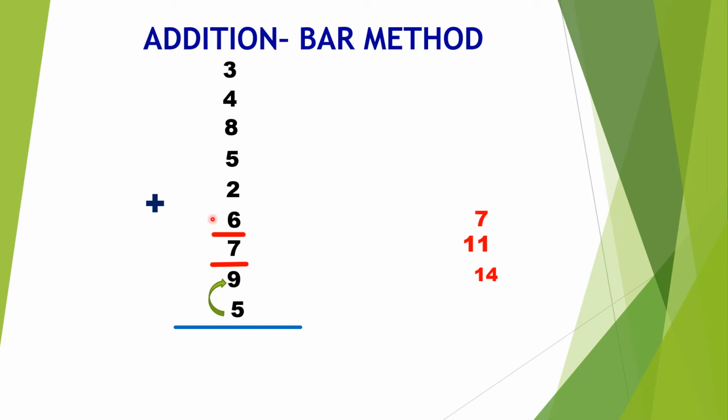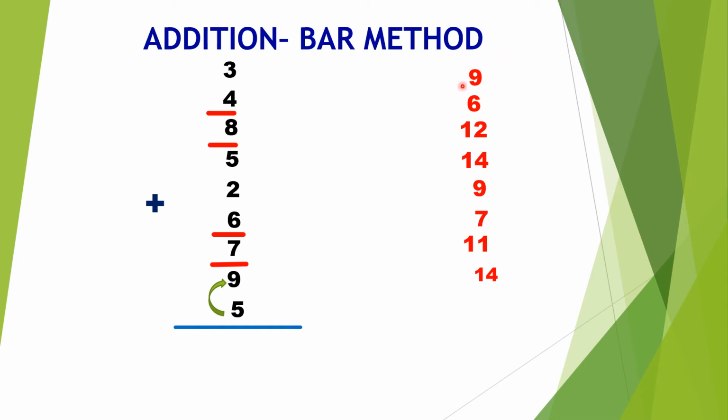1 plus 6, 7. 7 is a single digit number, so no bar. 7, you add it to 2. 7 plus 2 is 9. Again it's a single digit number. 9 plus 5, 14. So 1 bar we will take, keep 4 in your mind. 4 plus 8, 12. So again 1 bar and 2 keep in your mind. 2 plus 4, 6. 6 plus 3 is 9.